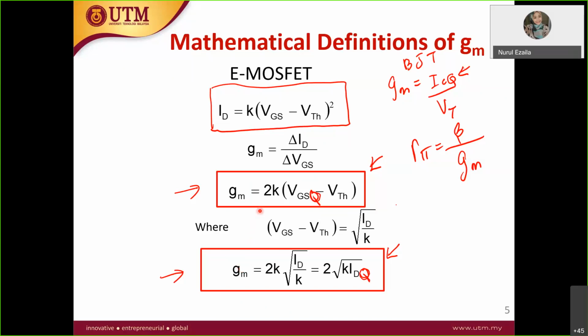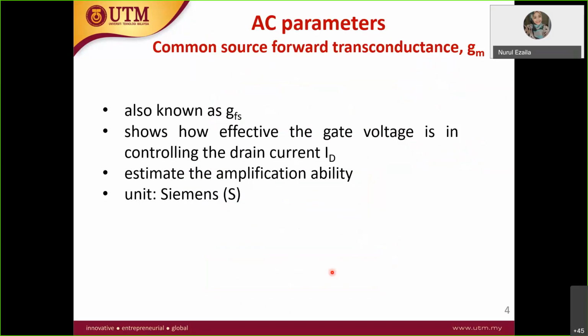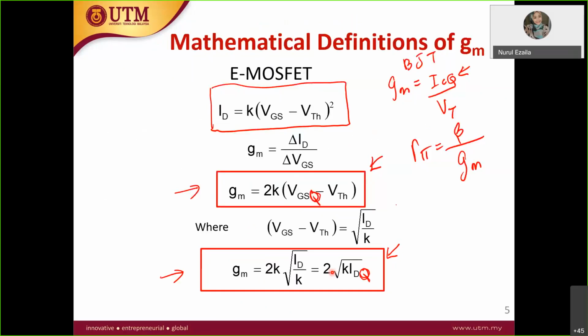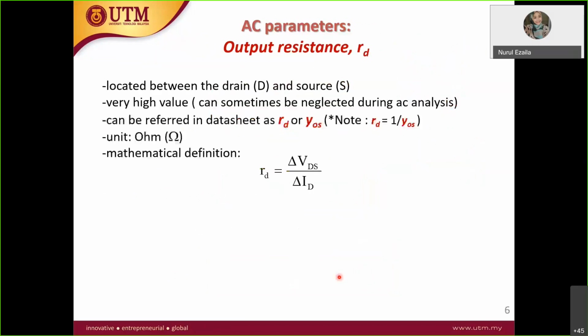For example, if given are VGSQ and also the threshold voltage, you can find gm by using this equation. If, let's say, VGSQ is not given, then you can use this formula to find your gm by using IDQ. So what is K? K is a constant value. K will be given.